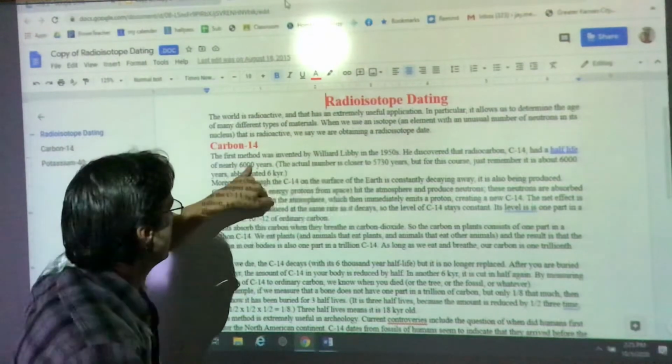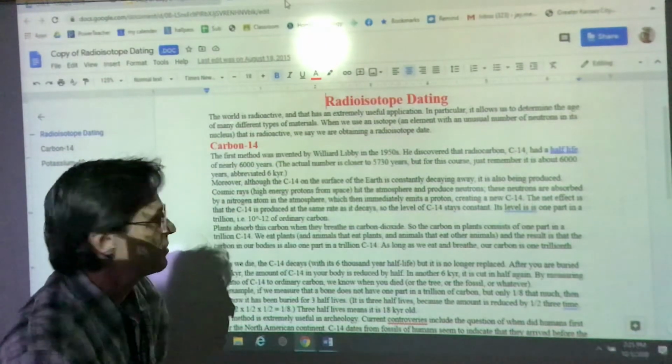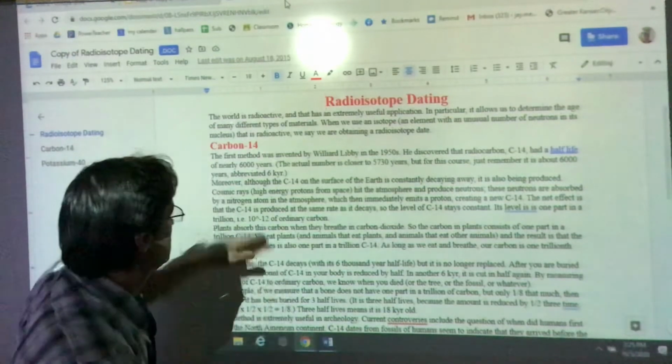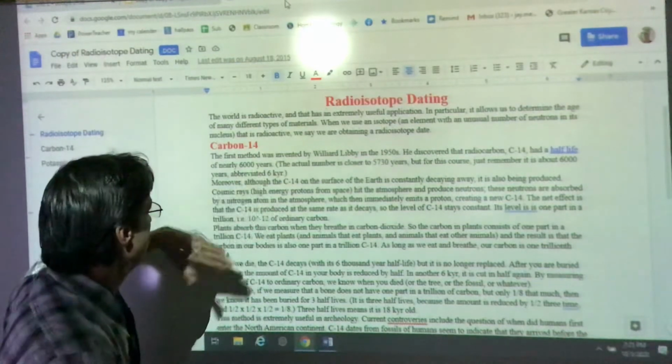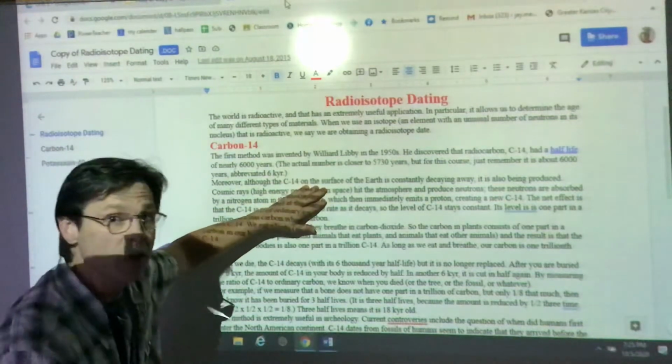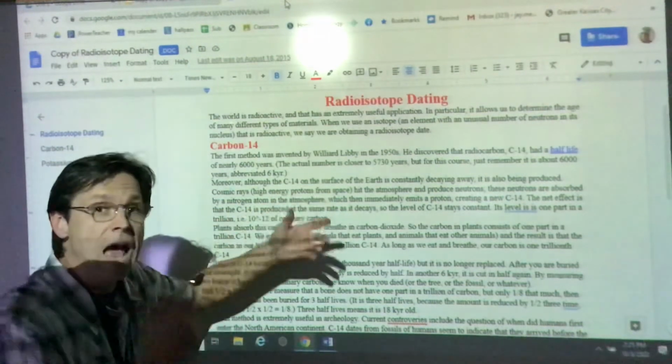So I just rounded up. The answer is closer to 5,730 years, okay? But for this course, we'll just use 6,000, abbreviated for that. Moreover, this is how we get carbon-14. This is important to know too. If we're going to learn about something, we might as well know how it comes about.